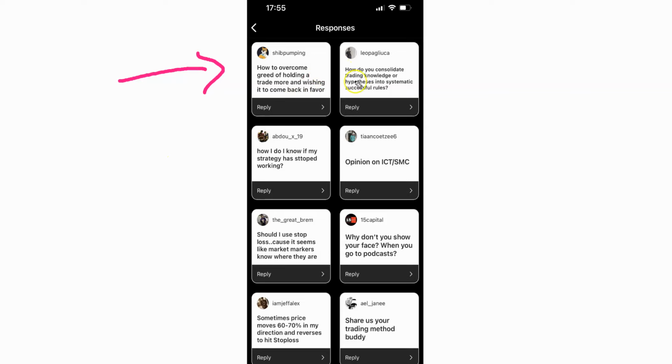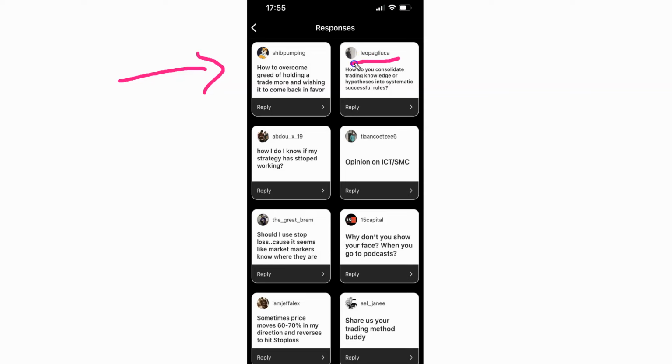How do you consolidate trading knowledge or hypothesis into systematic successful rules? Now, this is a brilliant question. This is what I'm talking about when we're saying you need to ask questions. If you ask the wrong questions, you're going to get the wrong answers. If you ask okay questions, you're going to get pretty average answers. If you ask powerful questions, you could get answers that are potentially life-changing.